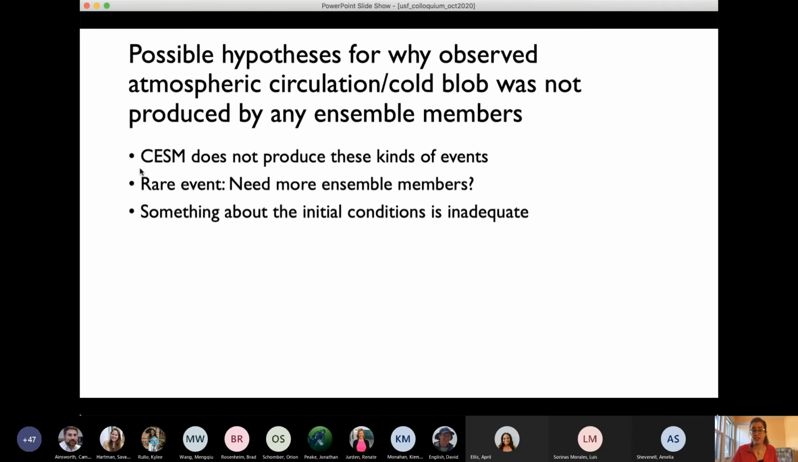The other possibility is that this was a very rare event. The subpolar cold blob was near record. And the wintertime NAO, as you'll see in the next slide, was the most positive wintertime NAO in the historic record that we have. Those are both incredibly rare events to have occurred. And then the third possibility is that there's something deficient in the initial conditions for the model.